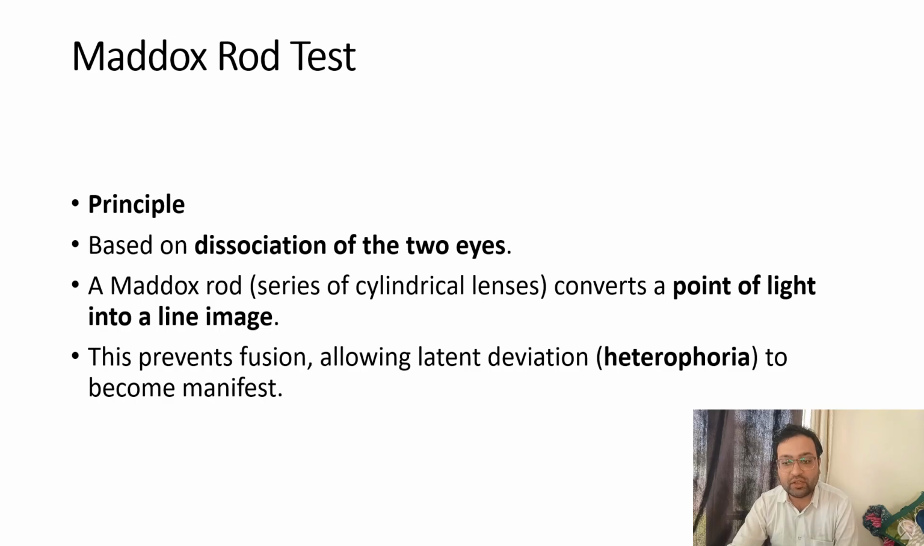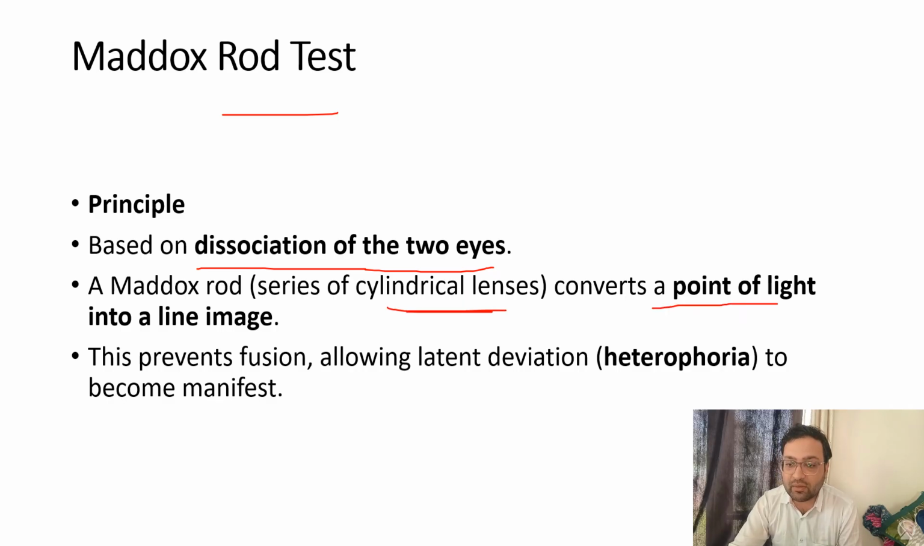Now coming on to the Maddox rod test. So what is the principle? It is based on the principle of the dissociation of the two eyes. So what is a Maddox rod? It is a series of cylindrical lenses which converts a point of light into a line image. So this prevents fusion, allowing the latent deviation to become manifest.